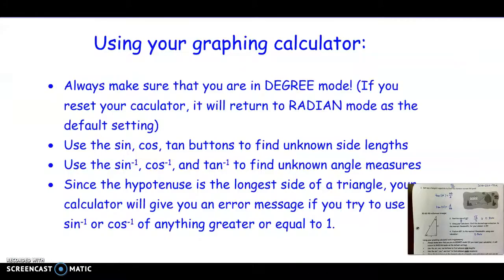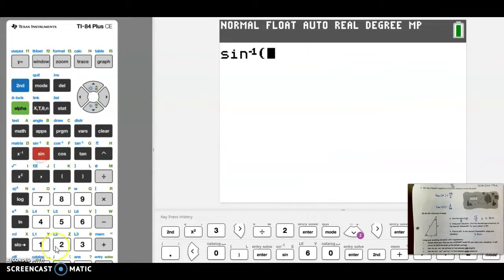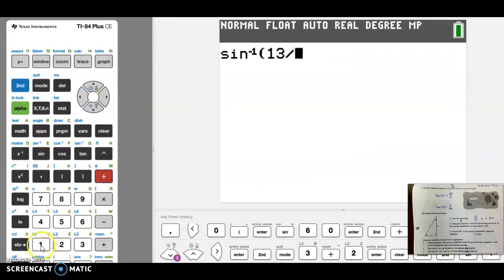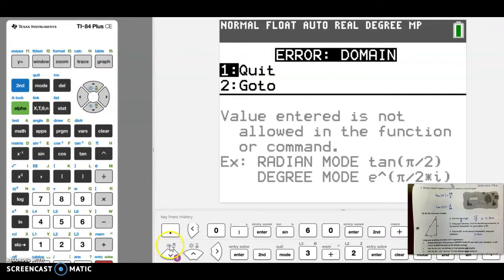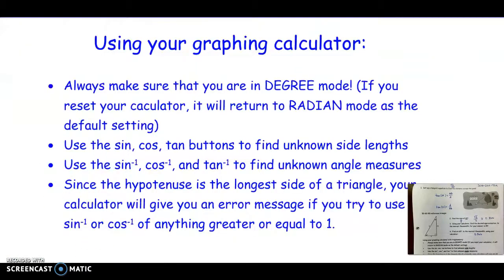All right, and then another note is to notice that since the hypotenuse is the longest side of a triangle, your calculator will always give you an error message if you try to use inverse sine or inverse cosine of anything greater than 1. So for example, if I tried to ask my calculator, what is the inverse sine of 13 over 12, it's going to give me an error. And the reason for that is, remember, sine is opposite over hypotenuse. Well, it's not possible to have an opposite side that's bigger than the hypotenuse. So that's why it's going to give you an error message on those.